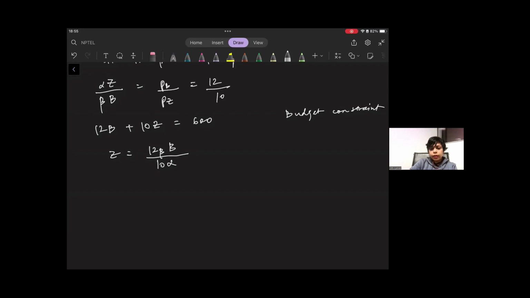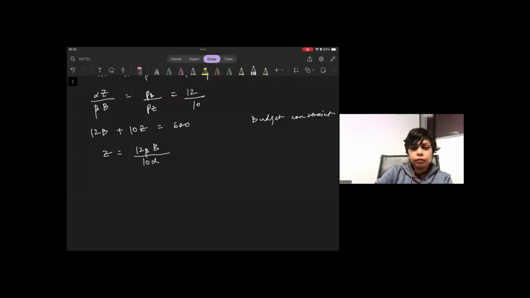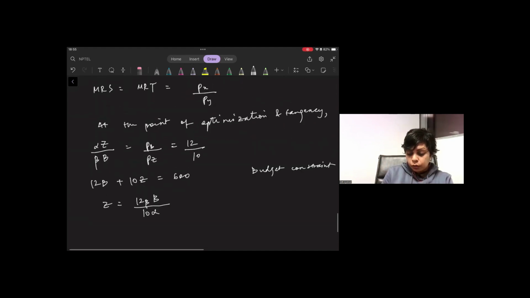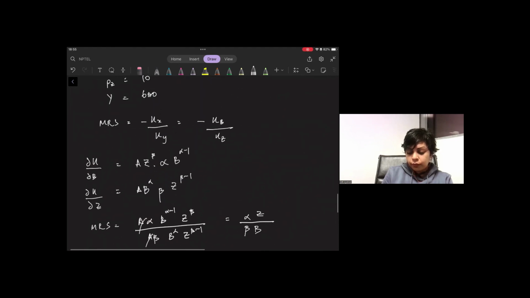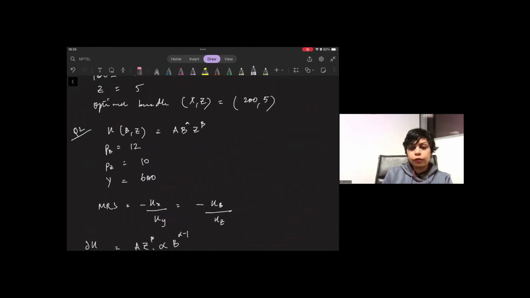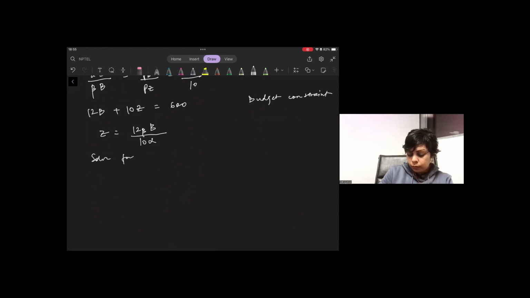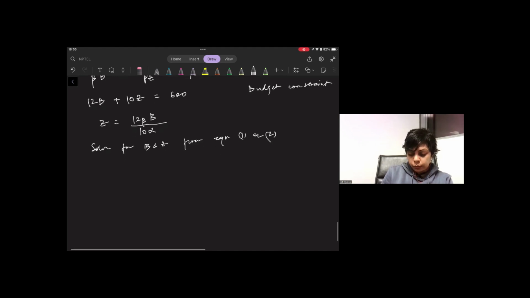So I will give you this exercise as homework. It's not very complicated. I've already explained how to solve it. So just solve it and see, and I will also solve it and bring the answer with me next time. This time I forgot to bring the answer with me. Even if I had the answer, I think it's a good exercise for you to try this question on your own. Okay. So I'm leaving this question here. Solve for B and Z from equation 1 or 2. So you can use either equation.